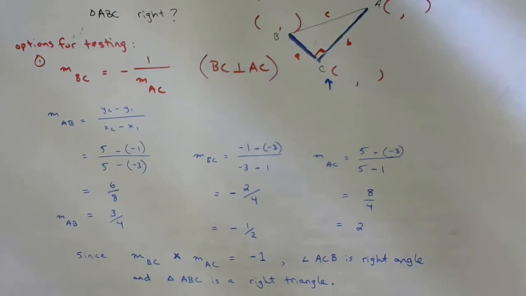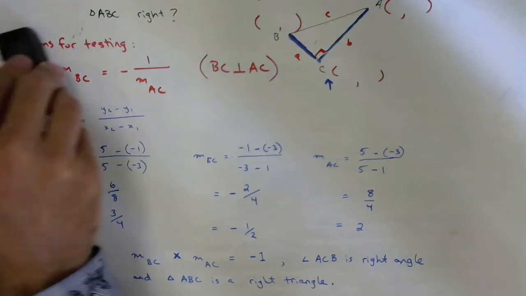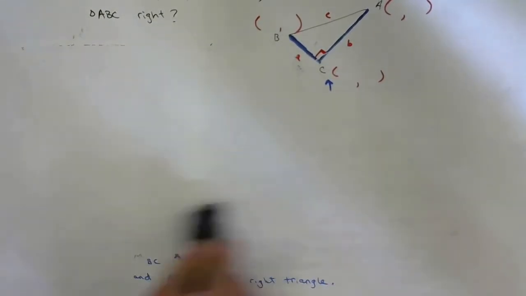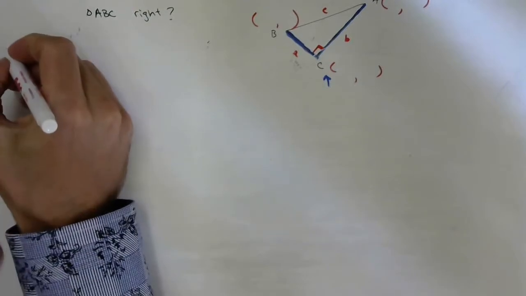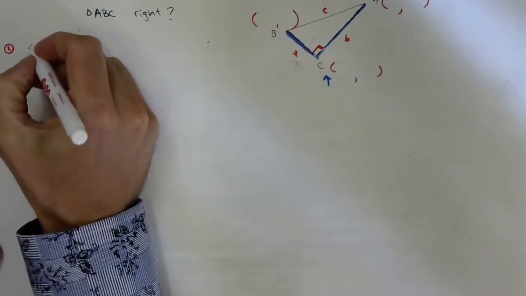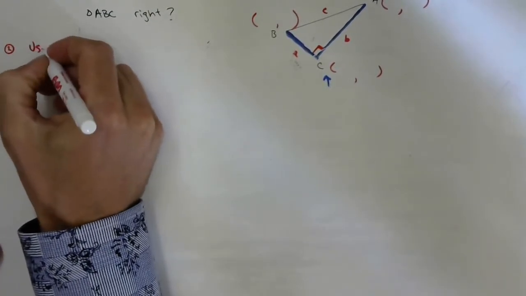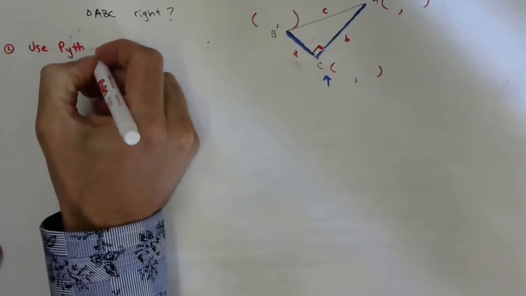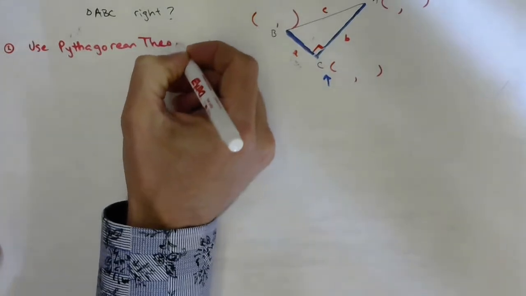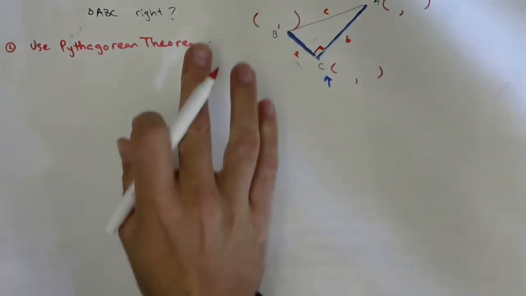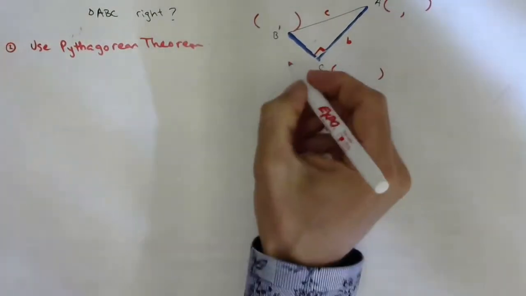Okay, we're going to quick run through method number 2. Okay, second method. Method 2, use Pythagorean Theorem. Do you guys have enough space to do another one? I do. If you do, that's great. If you don't, just try your best.